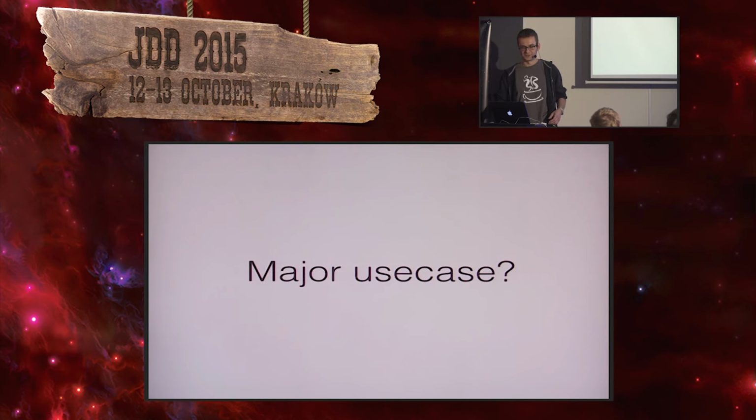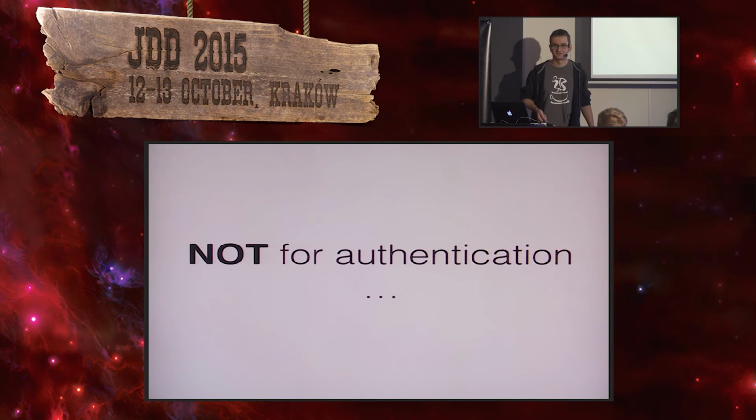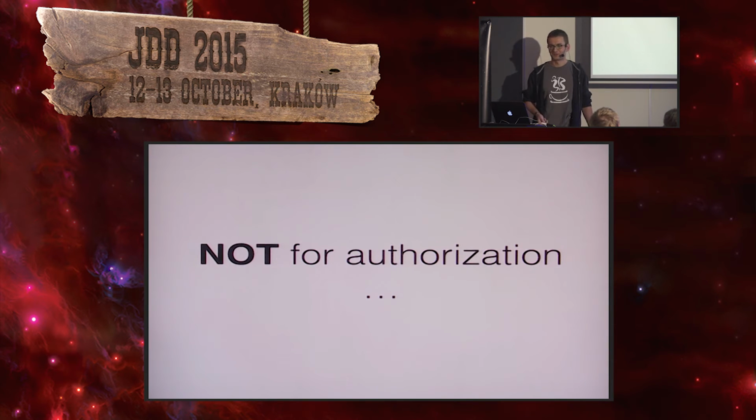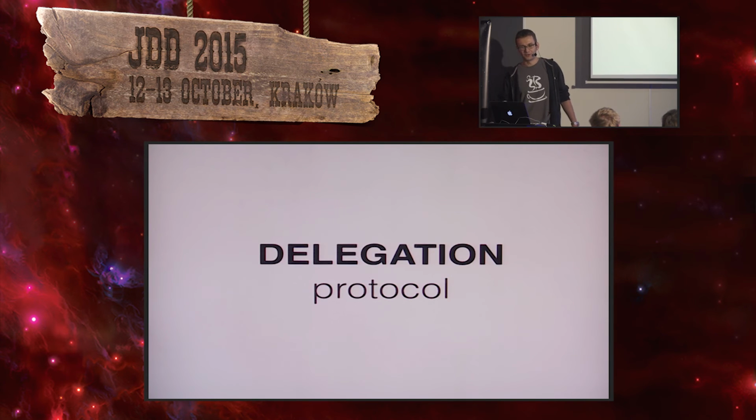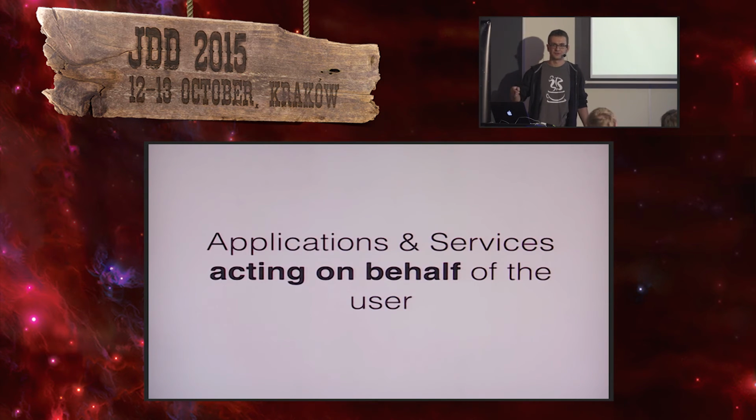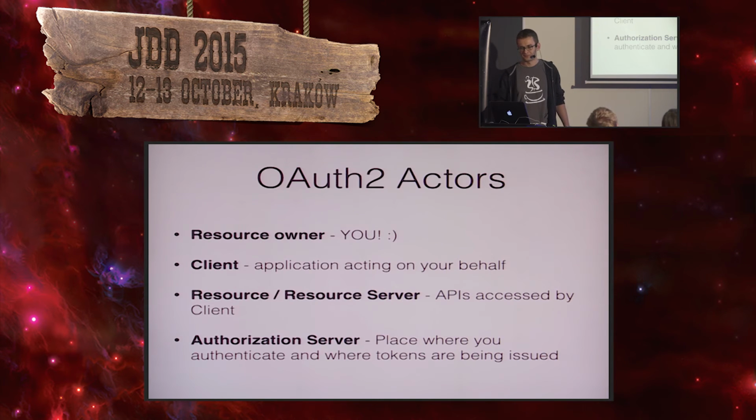So what are the major use cases? The key thing to know is that this protocol is not for authentication. So now you may think, okay, not authentication, maybe authorization. It's not for authorization as well. Although the auth part in OAuth actually is for authorization. But OAuth is a delegation protocol. So the key thing OAuth covers is that it allows applications and services acting on your behalf to do some stuff with your resources.